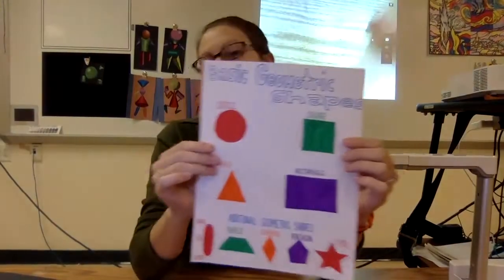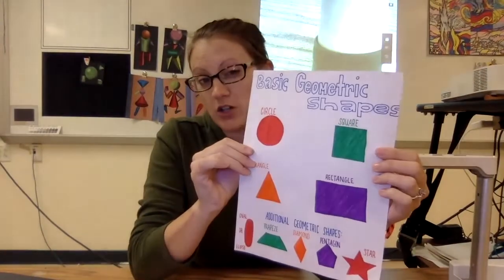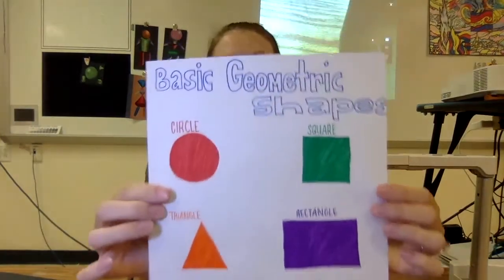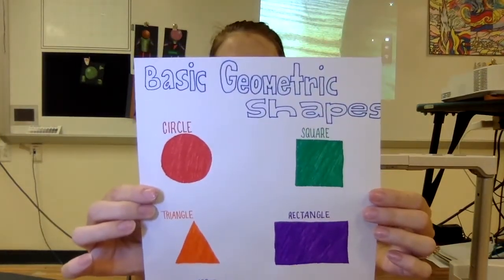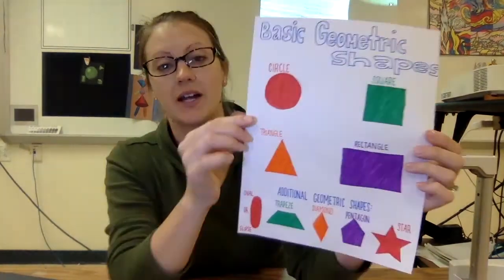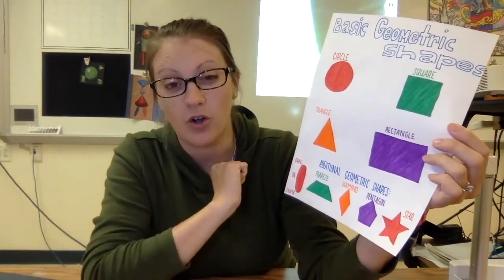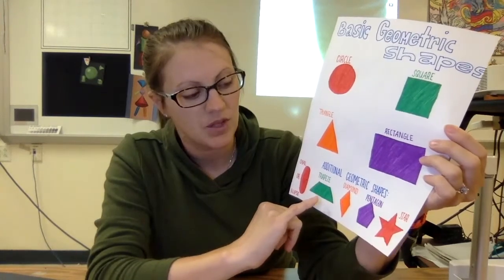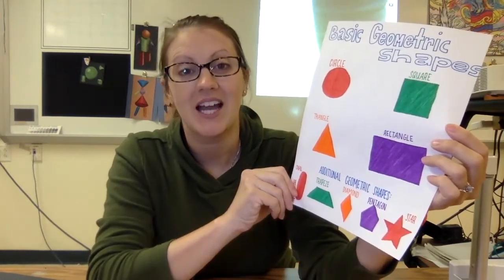The difference between shapes and forms is that shapes are two-dimensional, flat objects. For instance, we've got circles, squares, triangles, and rectangles that are our basic geometrical shapes. We've also got other geometrical shapes that are ovals or ellipses, trapezoids, diamonds, pentagons, and stars.